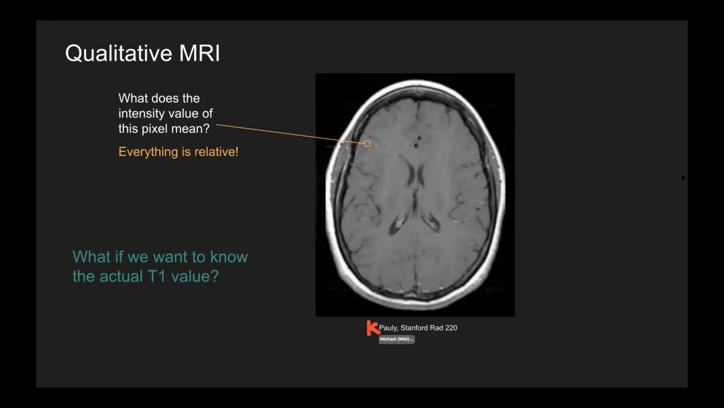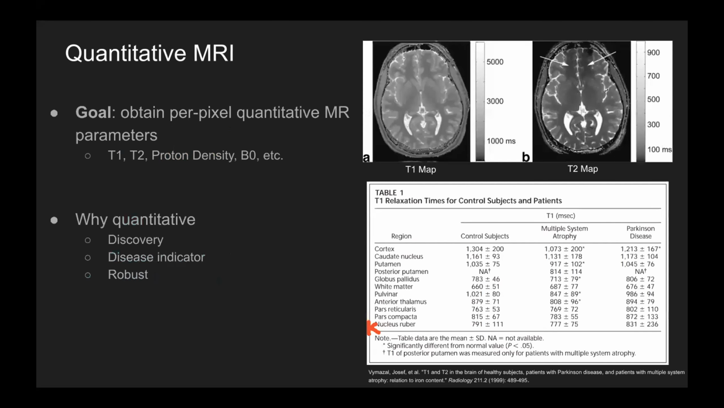And the question is, what if we actually want to know the true T1 value at each pixel? This is the goal of quantitative MRI. So the goal is to basically, at each pixel in your image, get a set of quantitative MR parameters. These parameters can be things like T1, T2, proton density, etc.